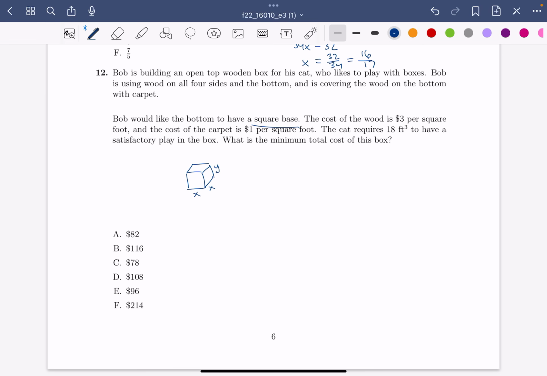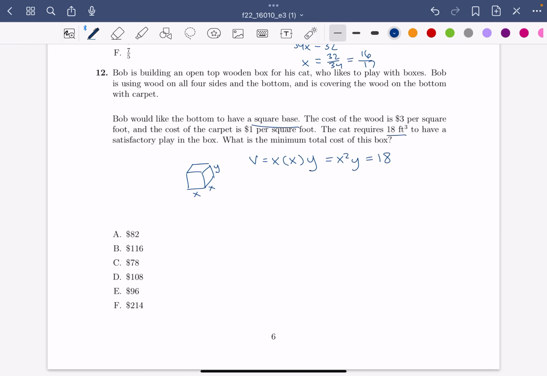So if the cat requires 18 cubic feet to have a satisfactory play space, we can say that the volume equals x times x times y, which equals x squared y. And this, x squared times y, must equal 18 because that's what we want in volume.